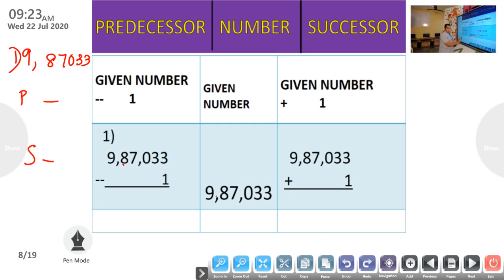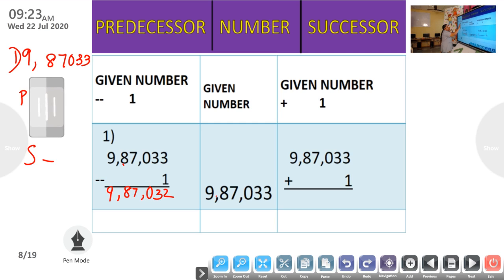So 3 minus 1. 3 in your mind, 1 on your finger. Just before 3 is 2. What is the next step? Bring down the 3, bring down the 0, then the 7, the 8, and the 9. So the number just before 9,87,033 is 9,87,032. Predecessor means given number minus 1.